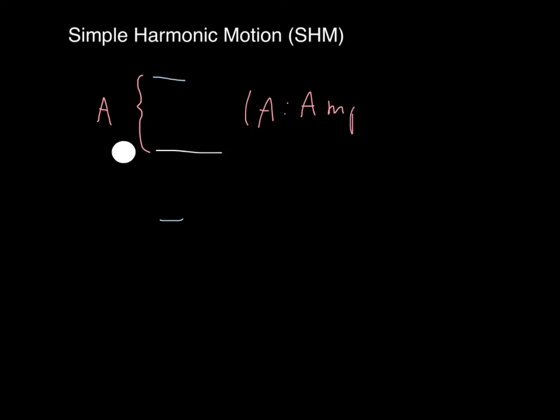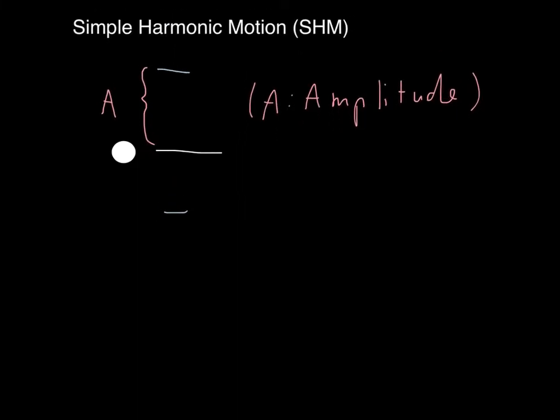And of course, it's measured in meters, right? Because it's a distance. So the amplitude of the movement is the distance between the equilibrium position and the extreme. Bear in mind that it's from the middle to the top, not from here to here. So from the middle to the top, that's called the amplitude.